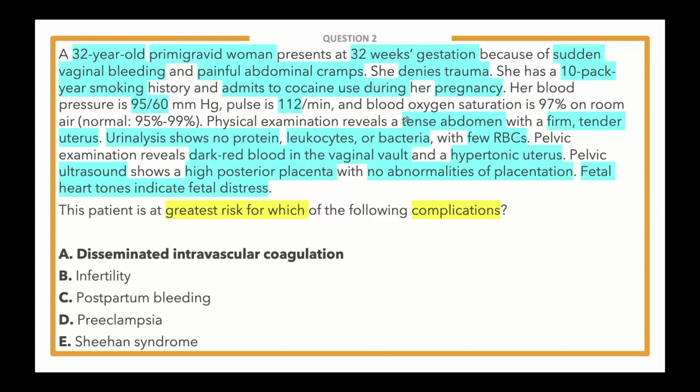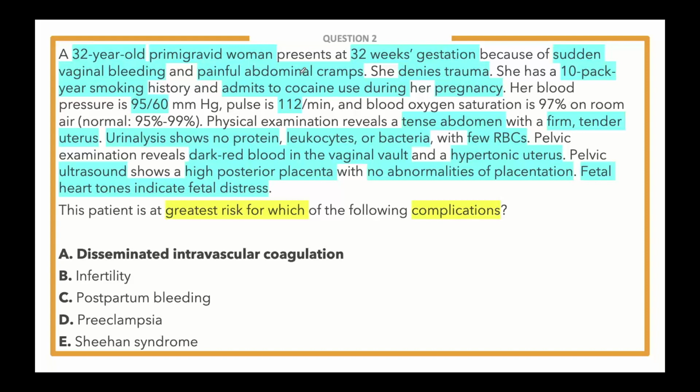What are some other important things? Well, she's a smoker and she's used cocaine. These are all things that when you start to wrap them together, really should make you be thinking about abruptio placentae or placental abruption, okay?